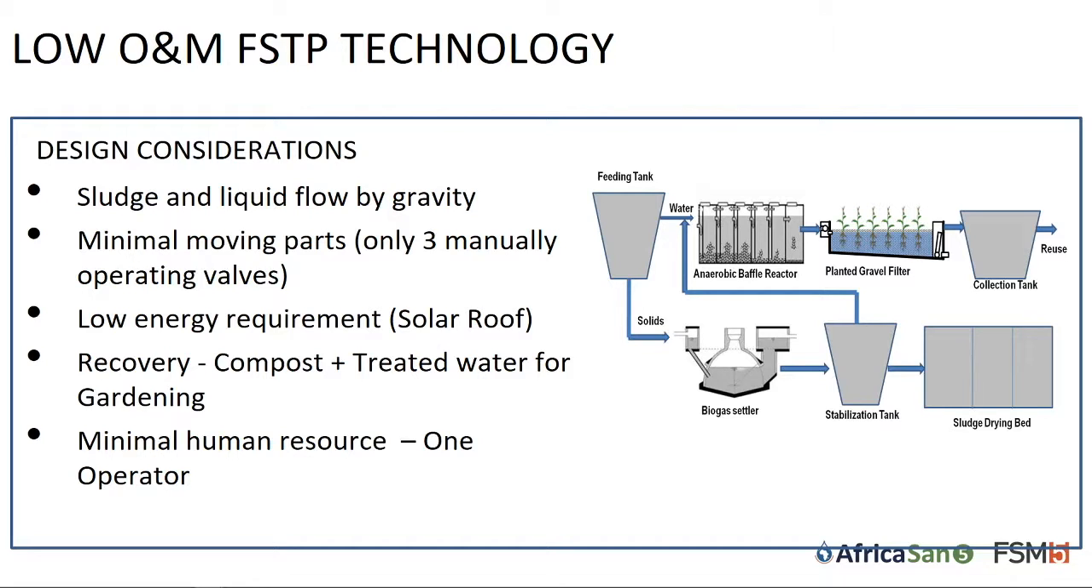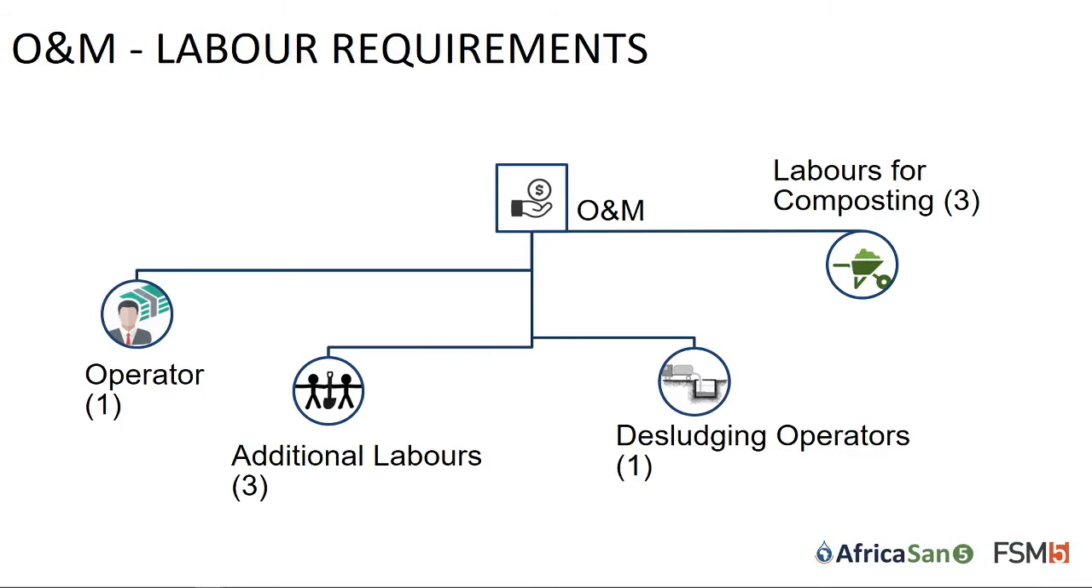For resource recovery, we have treated fecal sludge, which comes out as dried sludge. We also co-compost it with the municipal solid waste to make it pathogen free. Finally, the treated water is used for in-house gardening after disinfection. There is minimal operator requirement: just 1 operator is enough to handle this, and he is given a residence and can operate it 24/7.